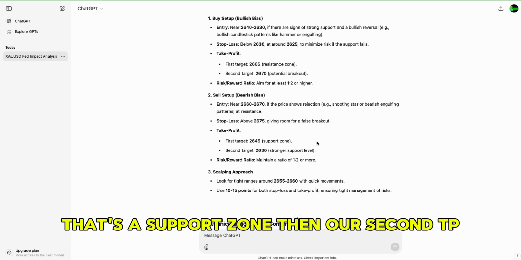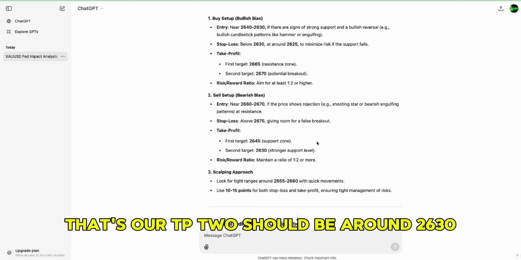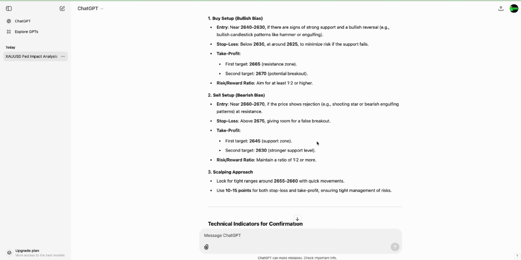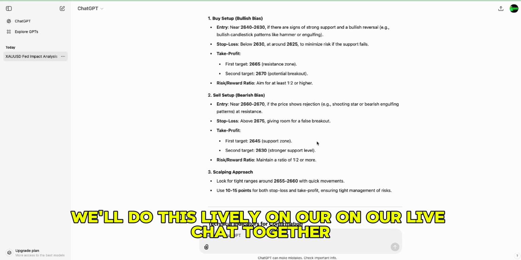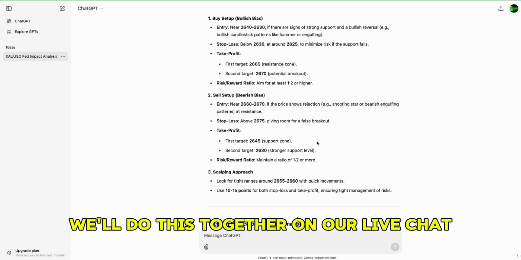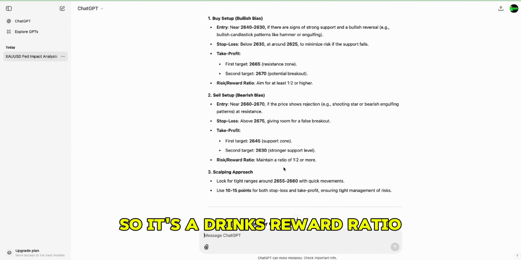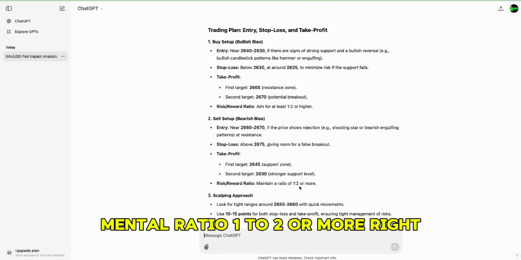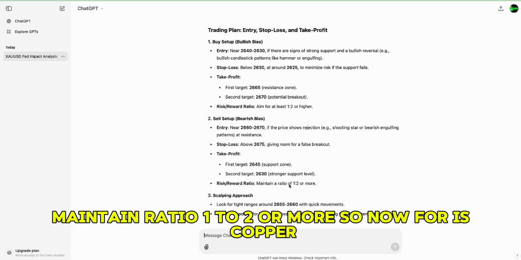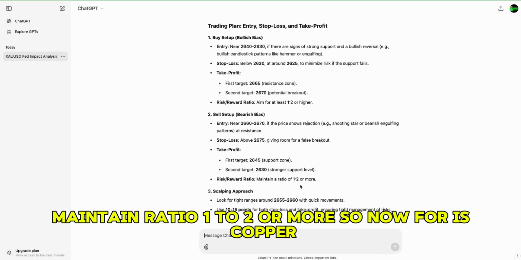Then our second TP, that is our TP2, should be around 2630. Don't worry, we'll do this lively on our live chat together. So it said risk reward ratio, maintain ratio 1 to 2 or more, right?